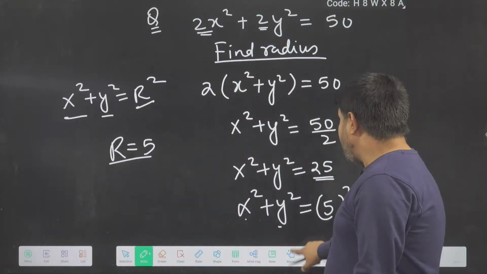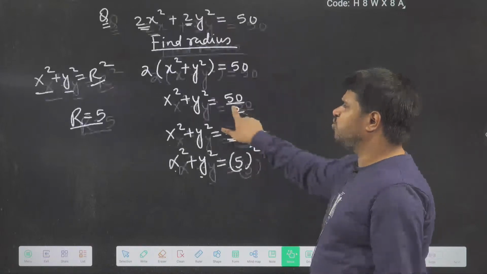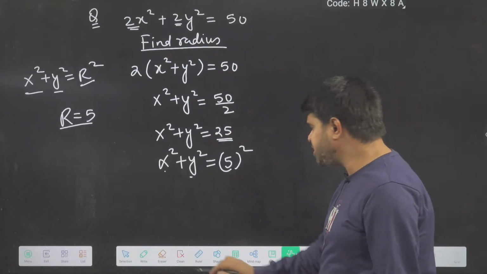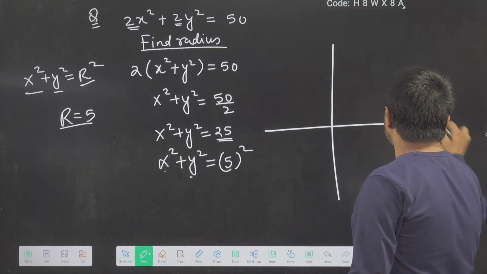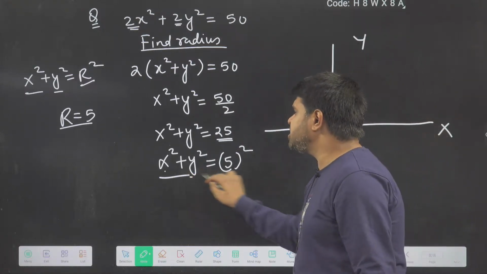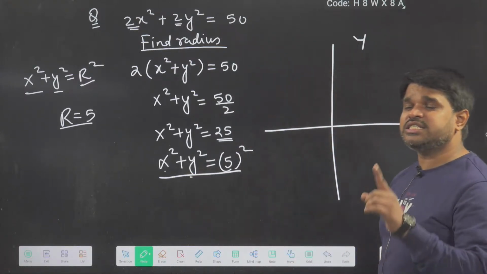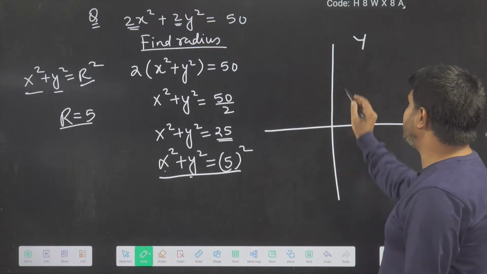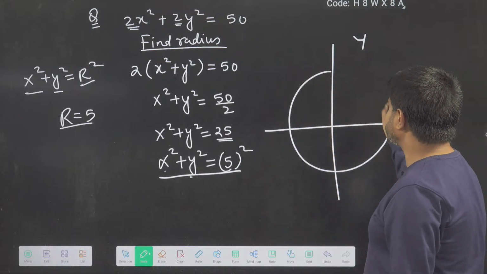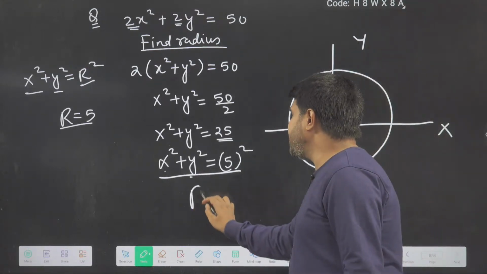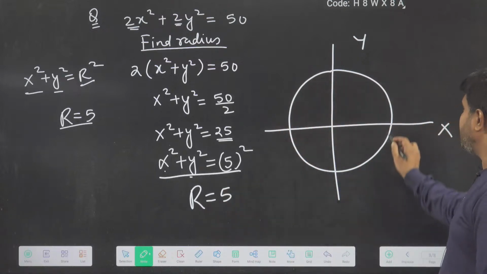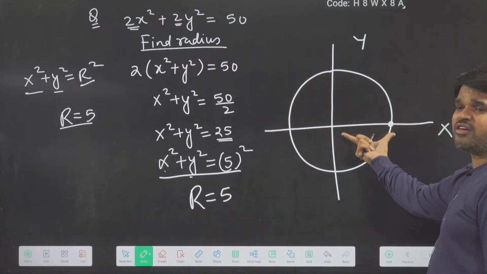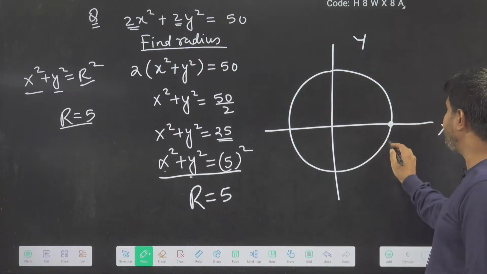Now let's draw this graph also. Very simple. Definitely this is the equation of what? A circle centered at origin. So let me draw. What is the radius? 5. If the radius is 5, this length is 5. What will the coordinate be?